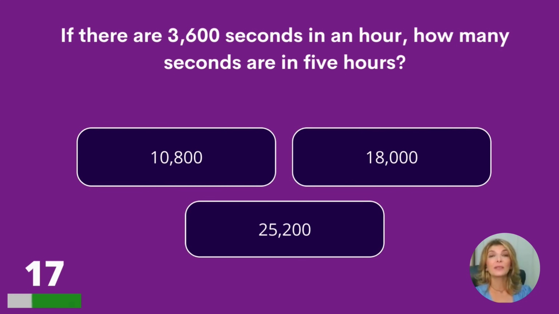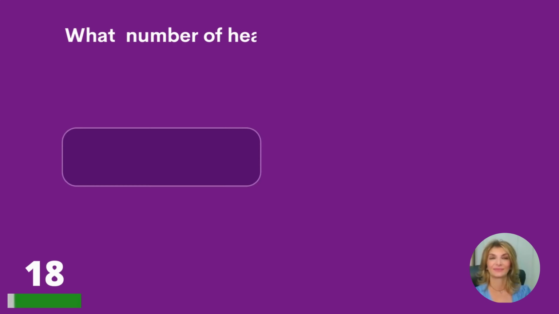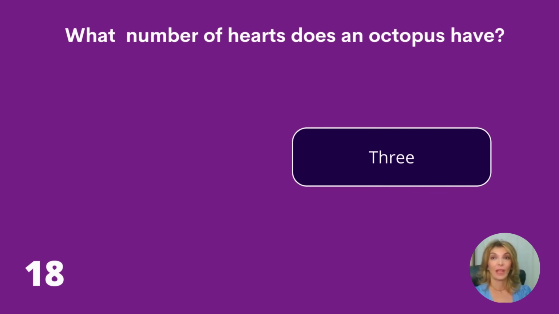If there are 3,600 seconds in an hour, how many seconds are in 5 hours? 10,800, 18,000, or 25,200? 18,000. What number of hearts does an octopus have? None, 3, or 8? 3.